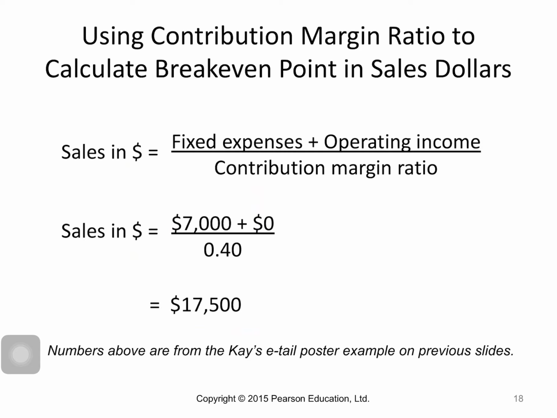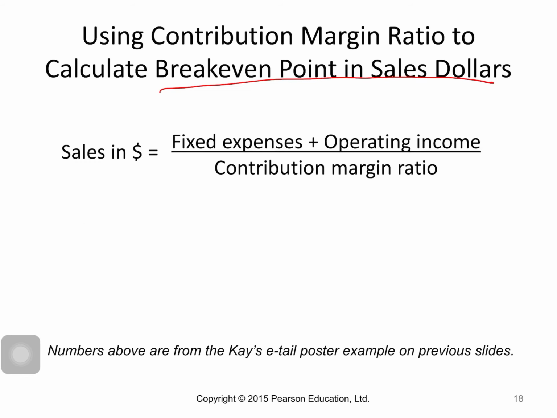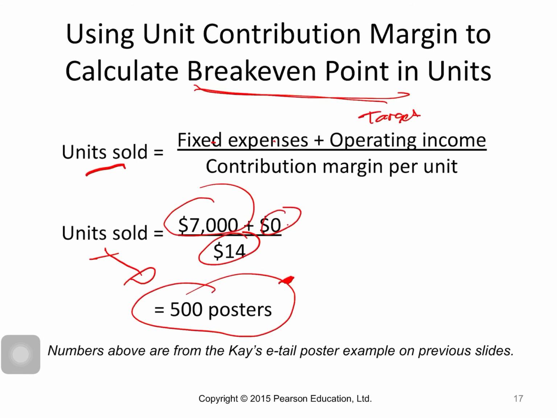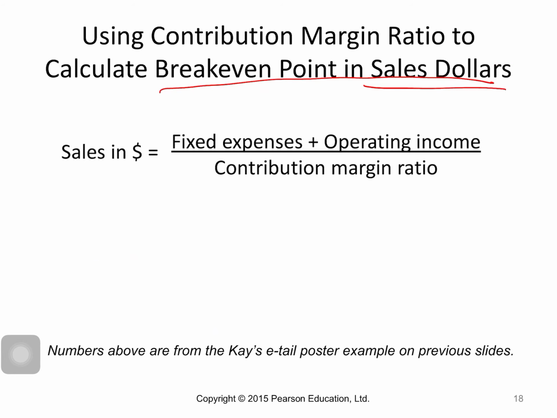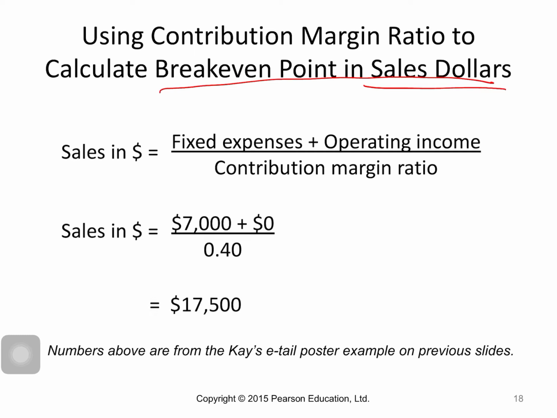And then next, using contribution margin ratio to calculate break-even point in sales dollars. This is break-even point in sales dollars, and the previous one is break-even point in units. How to get that? The break-even point in sales equals fixed expenses plus operating income, or we can call it target operating income, divided by the contribution margin ratio. So 7,000 plus 0 divided by 0.4 contribution margin ratio.